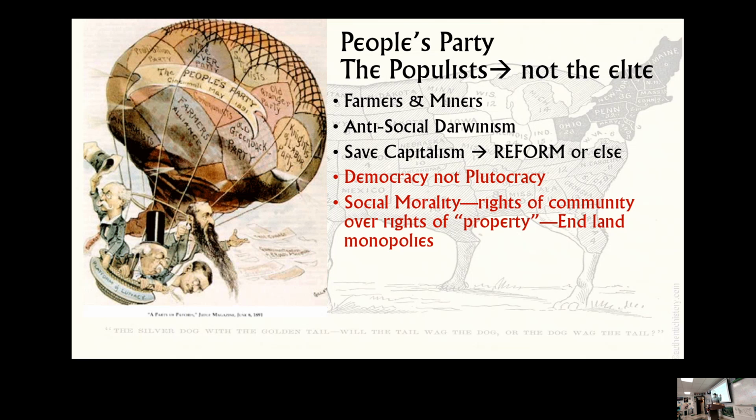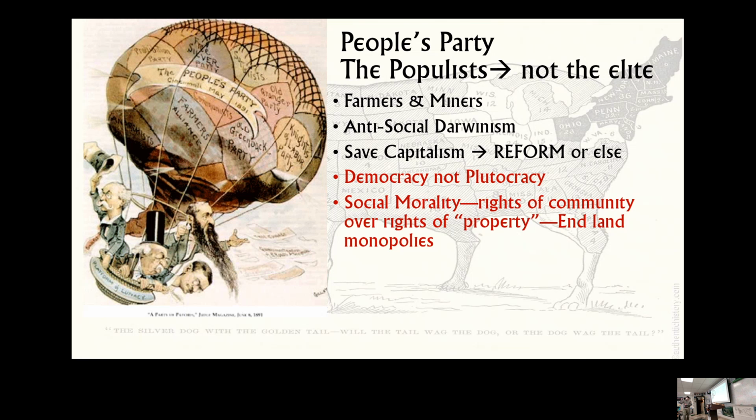They thought the wealthy are ruling because it's 1890. Look what happened in 1890. They got what they wanted, not the people. That's what they're arguing. And then the concept of social morality. As they said, they're looking at it like this.